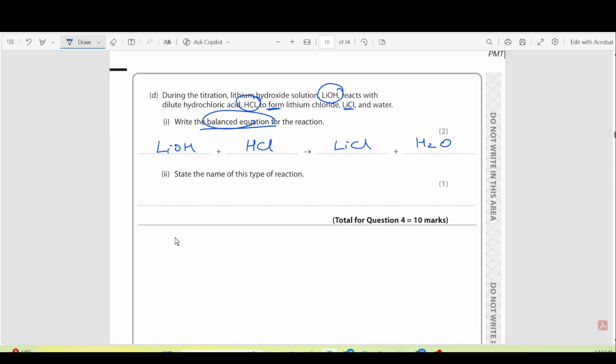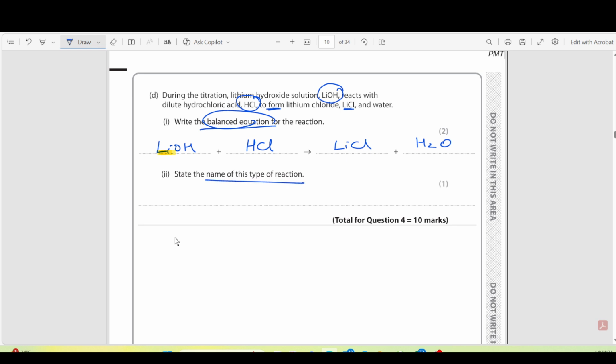To check if it is balanced, lithium on this side we have one, and on the other side we have one. Oxygen is one, one. Hydrogen is one, two on the reactant side, and here we have two, which is balanced. Chlorine is one, one. So it is already balanced.